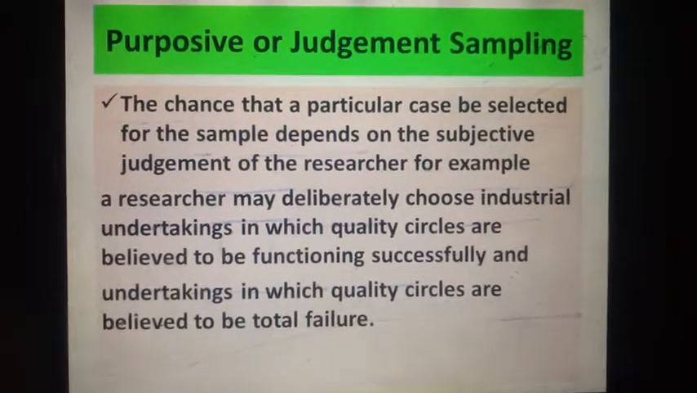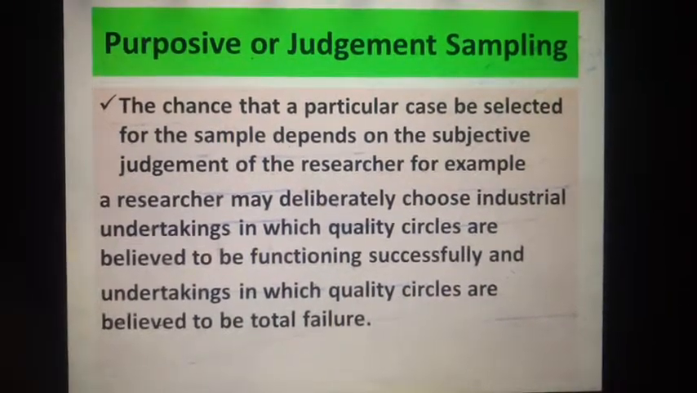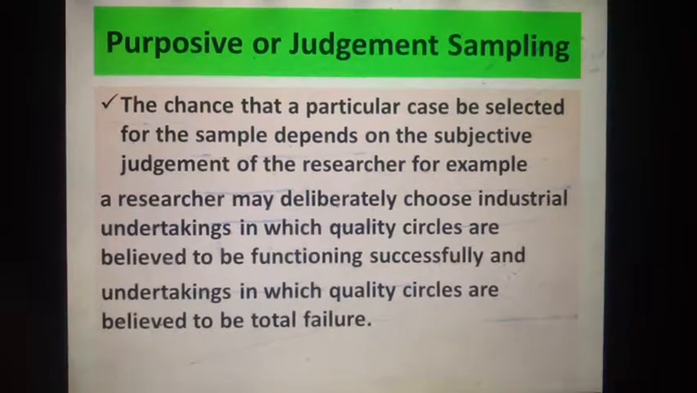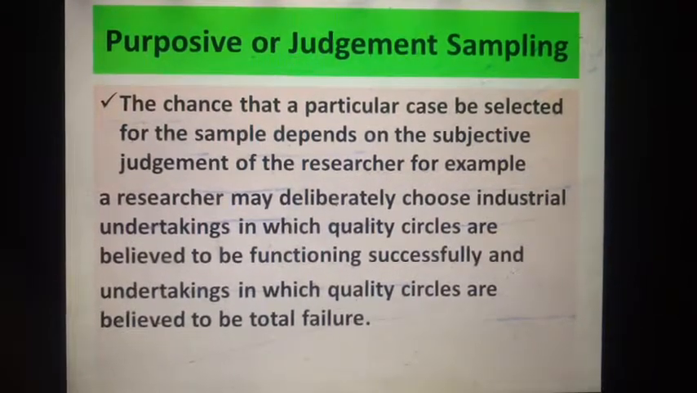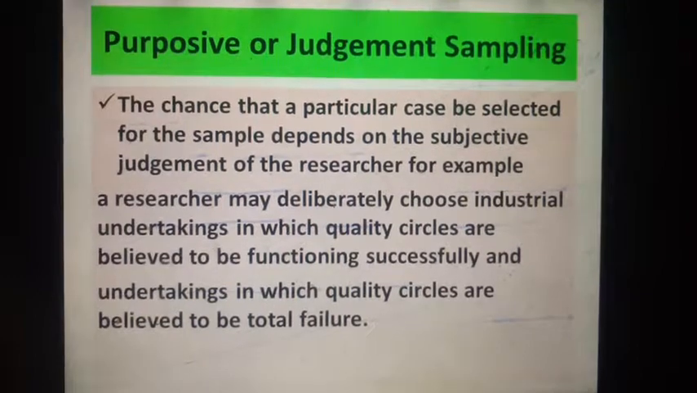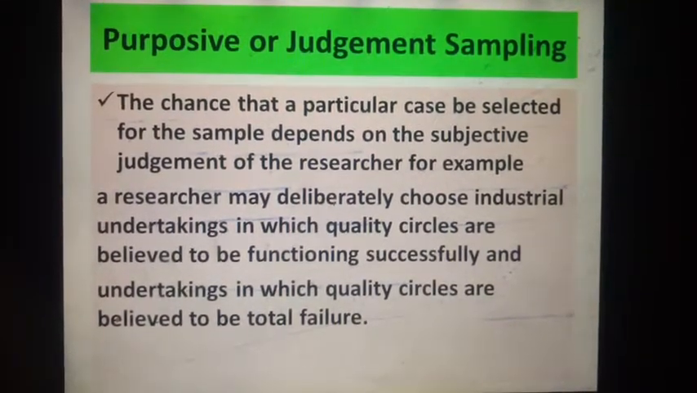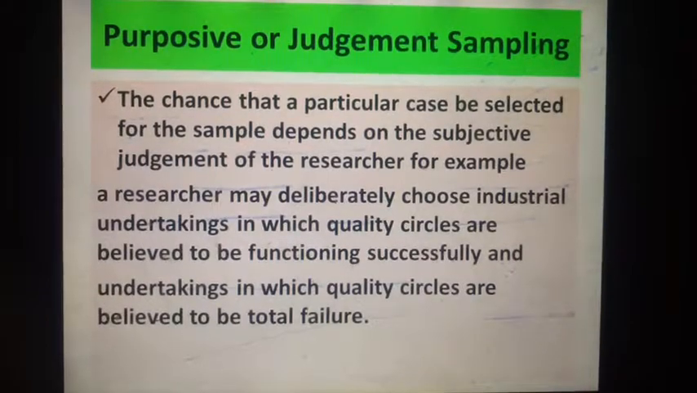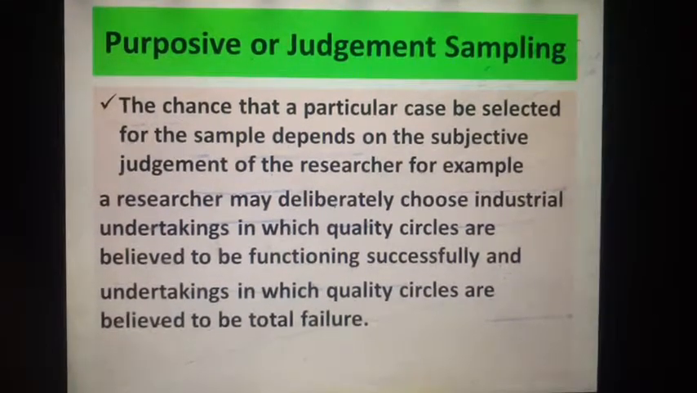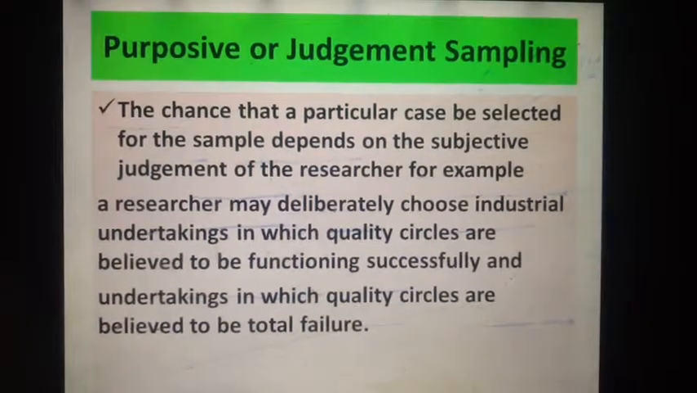In brief, the chance that a particular case will be selected for the sample depends on the subjective judgment of the researcher. For example, the researcher may deliberately choose industrial undertakings in which quality circles are believed to be functioning successfully, and undertakings in which quality circles are believed to be a total failure.